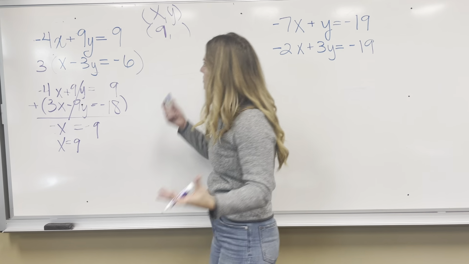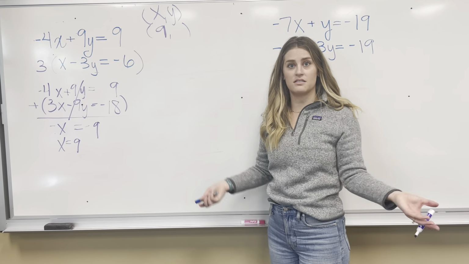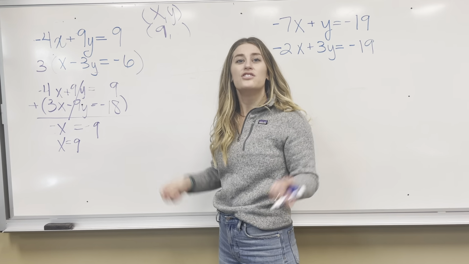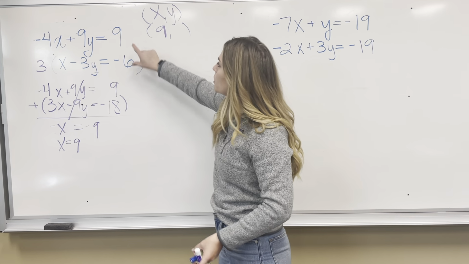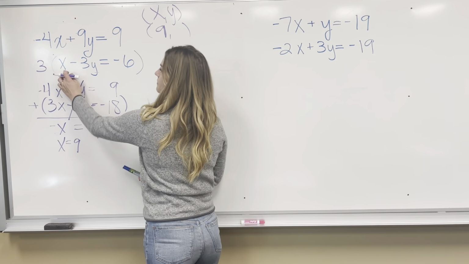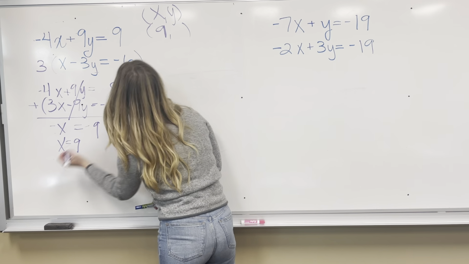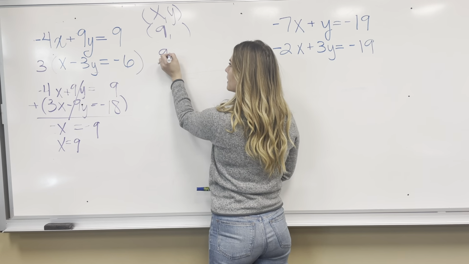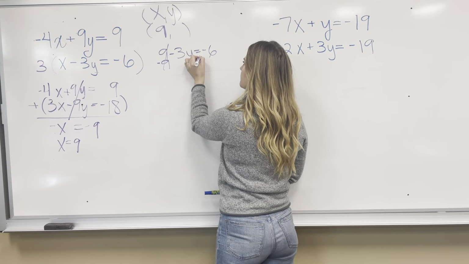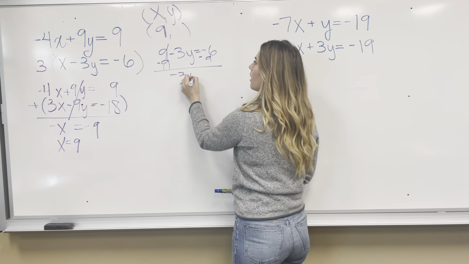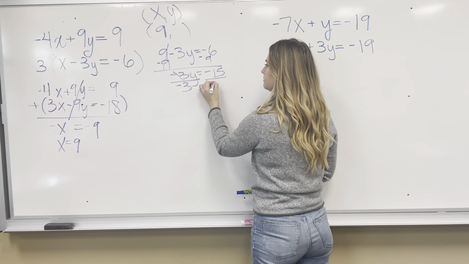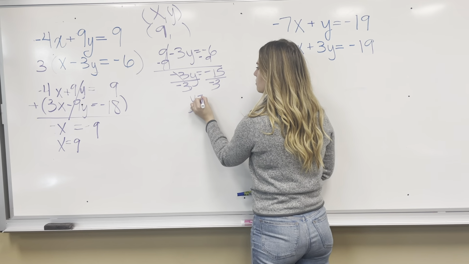There we go. This reminds me I still need to solve for y. I'm not going to use the equation that I multiplied, just in case I multiplied wrong. So I'm going to go back to one of the originals and solve for y. I'm going to use the bottom one. Instead of x, I'll write 9, minus 3y equals negative 6. Subtract 9 from each side. Negative 3y equals negative 15. Divide each side by negative 3. Now we have y equals 5.